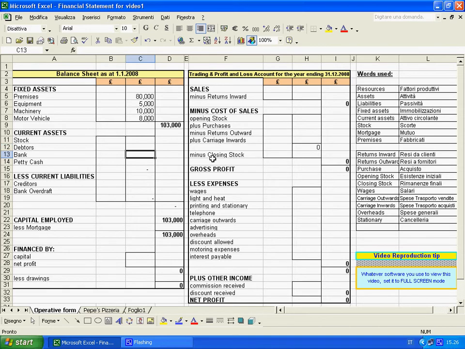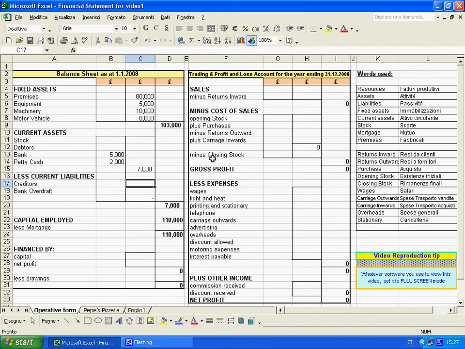Bank. We need to have a bank account on which we need to deposit a certain amount of money. In this case, we think that 5,000 pounds will be good. And petty cash is money used in the day-to-day life of business to pay little expenses. So 2,000 pounds will be good for this purpose.